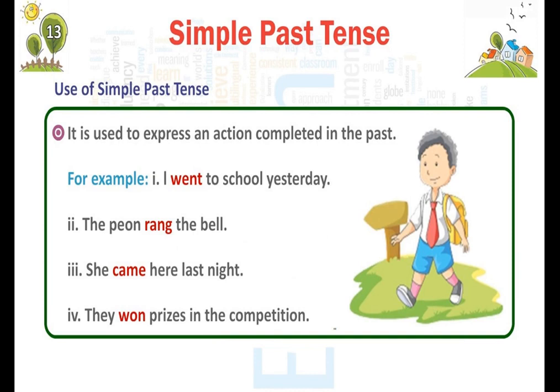The peon rang the bell. Here also the word "rang" stands for the action which has happened. And the third example is: She came here last night. "Came" is also the action. In the sentence it expresses an action, but it has happened. The work is finished. They won prizes in the competition. "Won" is also an action word which has happened. This was the example of the simple past tense.